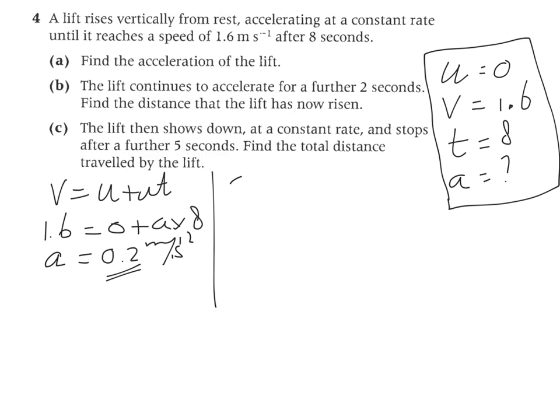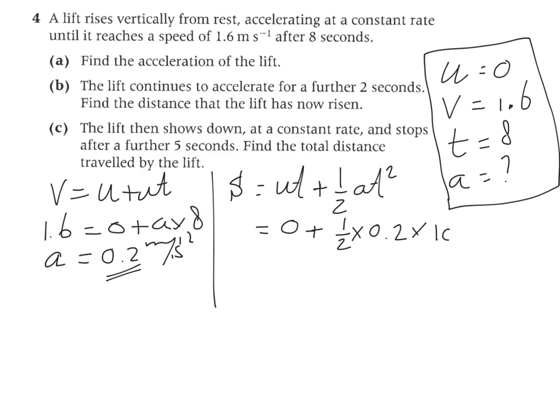I'm going to use the formula that s, the displacement, equals ut plus half at squared. There we go. And u is 0, so ut is going to be 0, plus a half times its acceleration, which is 0.2, times for a further 2 seconds. So in total, it is moving 2 plus 8, so 10 seconds in total, so 10 squared, which is 100, times a half, which is 50, times 0.2, so that's going to be 10 meters in total.